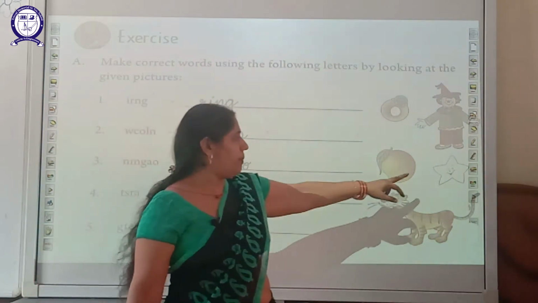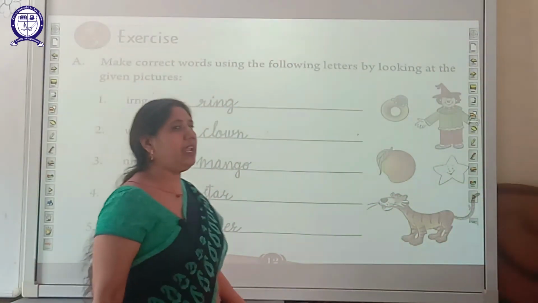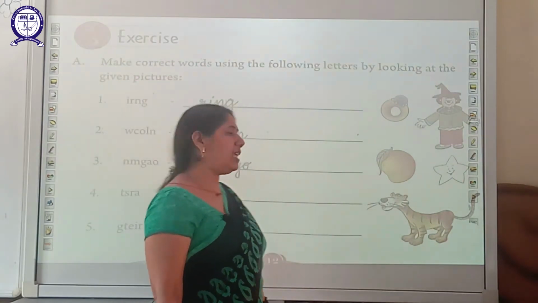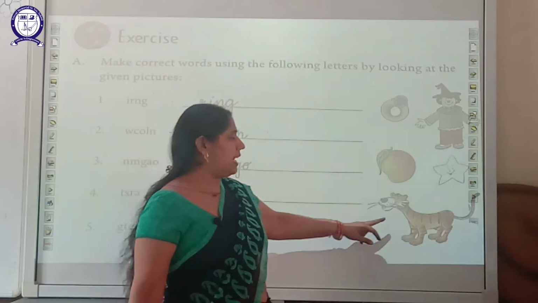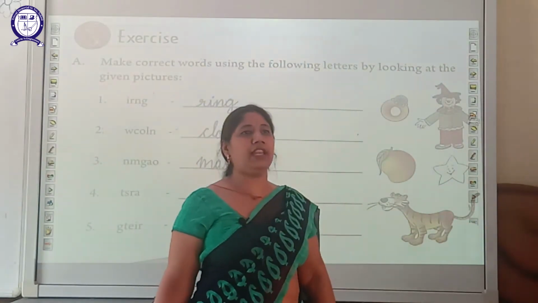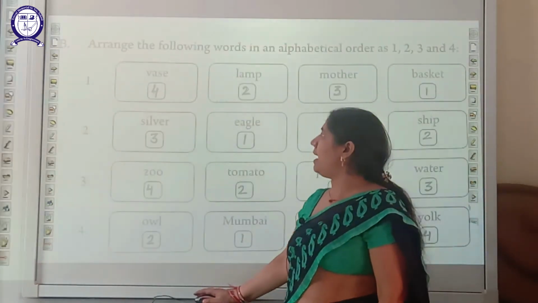T-S-R-A, here is a picture of a star. So you have to rearrange the letters and make a meaningful word, star. S-T-A-R, star. G-T-E-I-R, that is a picture of a tiger. So we have to write here the spelling of tiger, T-I-G-E-R, tiger.